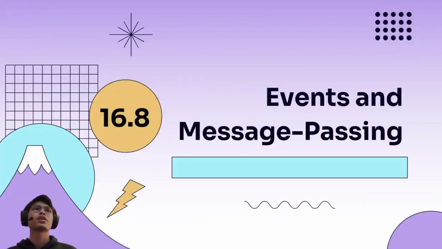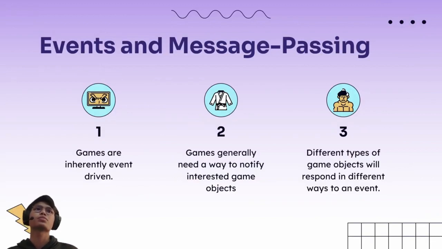Next is event and message passing. Games are inherently event-driven. Games generally need a way to notify interested game objects. Different types of game objects will respond in different ways to an event.